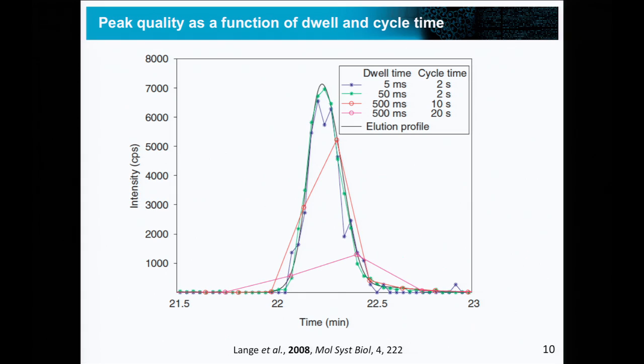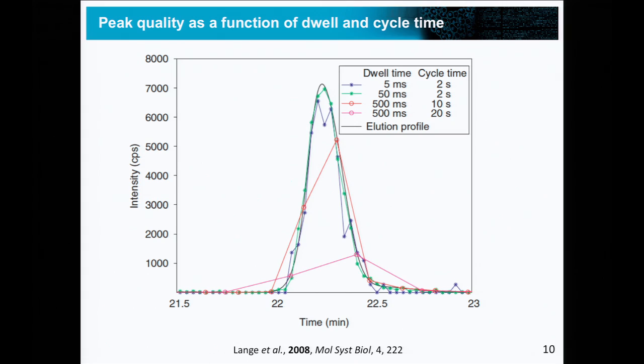So what you see here in black is the theoretical chromatographic trace of a transition. And then you see how this trace was recorded with different dwell and cycle time. So let's first have a look at this purple line. This purple line was recorded with a very long dwell time of 500 milliseconds, but also with a very long cycle time of 20 seconds. That means only every 20 seconds the instrument will record a value for this specific transition.